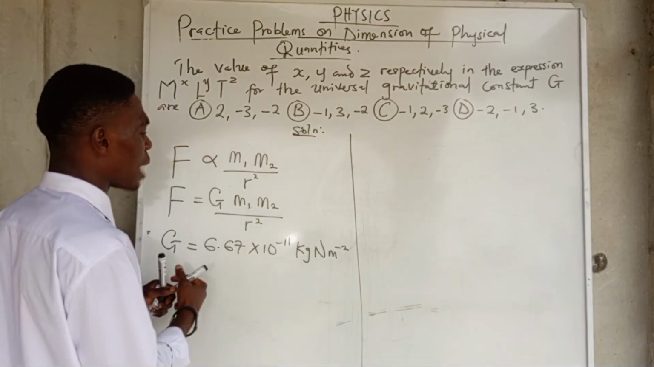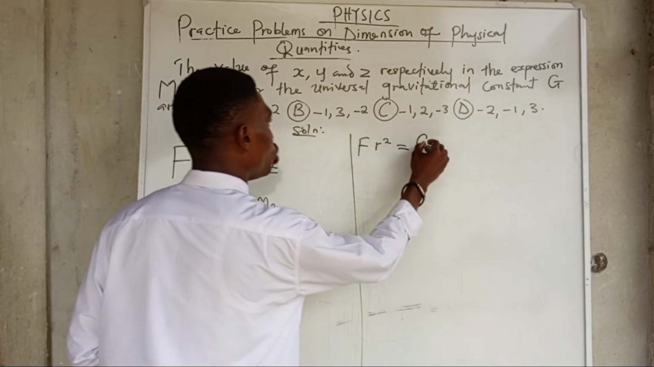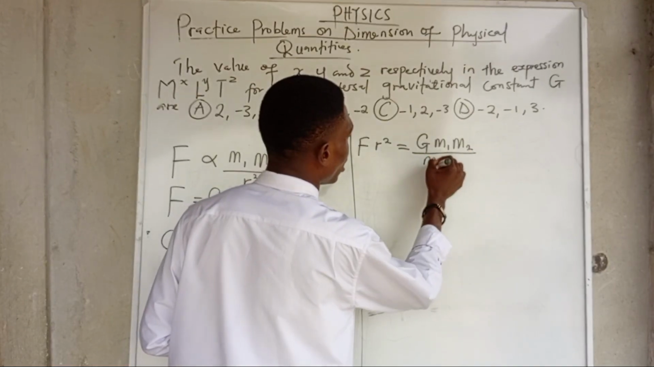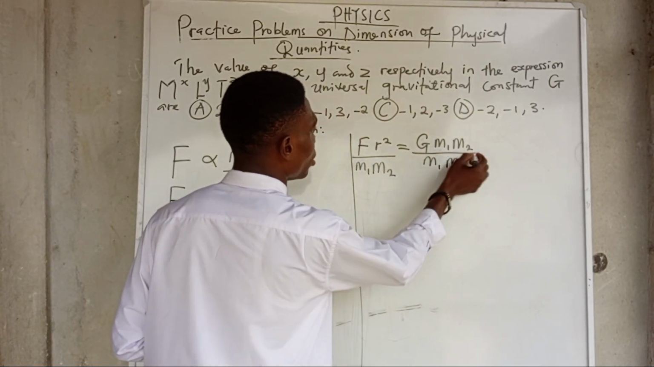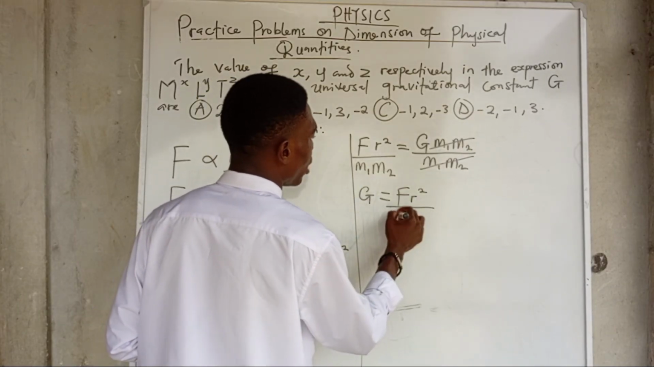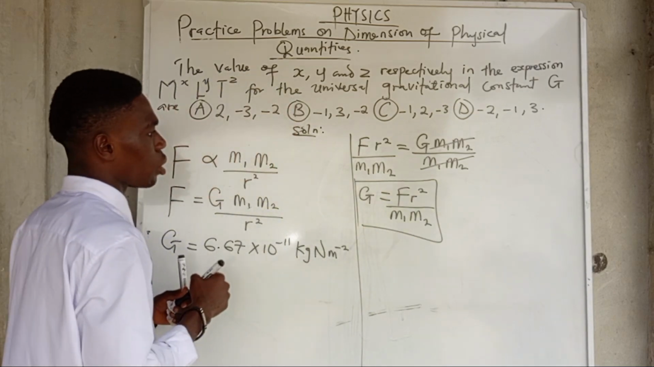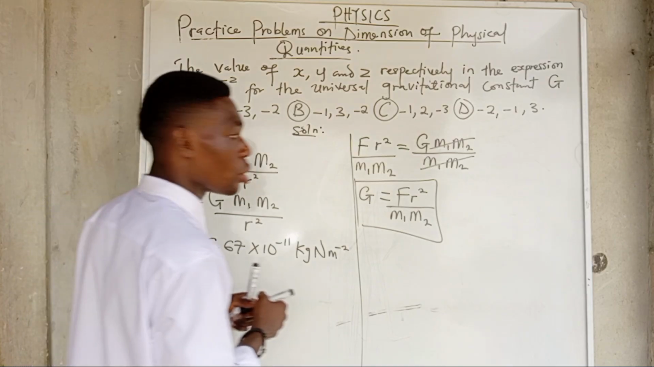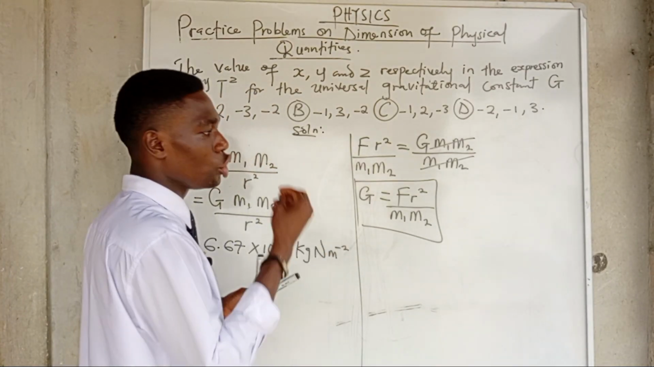Doing that, multiply both sides by r squared. So we have that F r squared is equal to G m1 m2. Next thing is to divide both sides by m1 m2. This will cancel out, so G becomes equal to F r squared over m1 m2. This becomes the formula of the gravitational constant G. And so we can go ahead to derive the dimension for G.